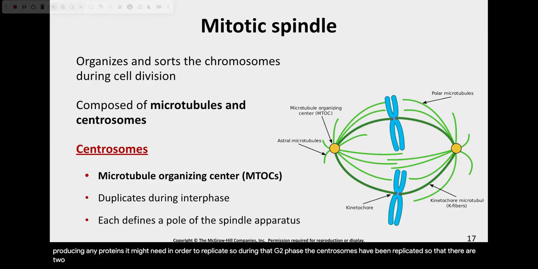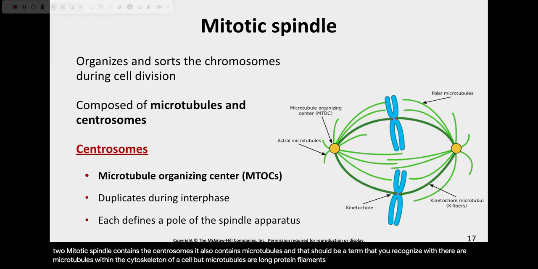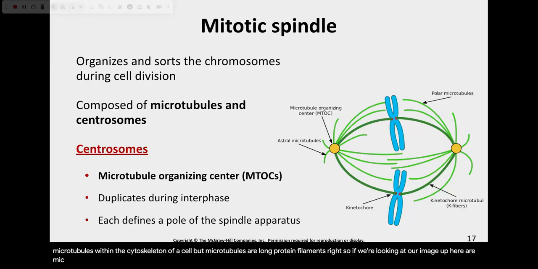All right, so the mitotic spindle contains the centrosomes. It also contains microtubules. Now that should be a term that you recognize. There are microtubules within the cytoskeleton of a cell, but microtubules are long protein filaments. Right, so if we're looking at our image up here, our microtubules are these long green lines on my image. So when I drew it in prophase, I started drawing those lines radiating out from the centrosomes, because they are starting to be formed.